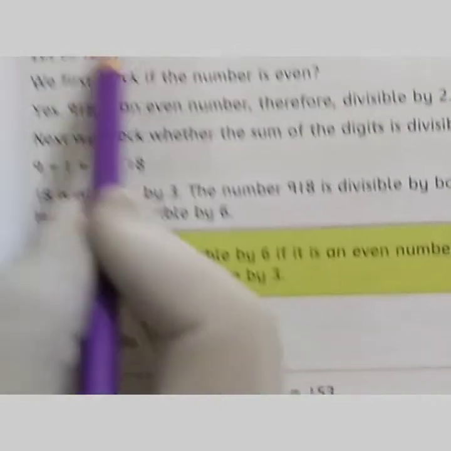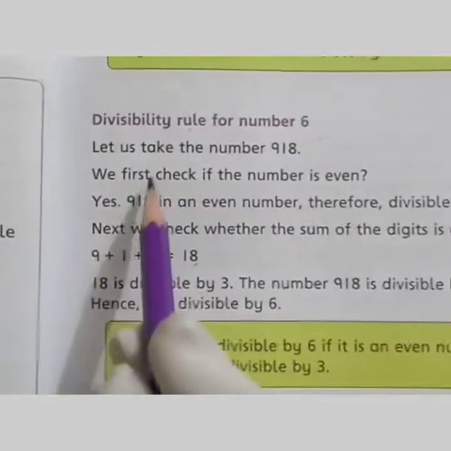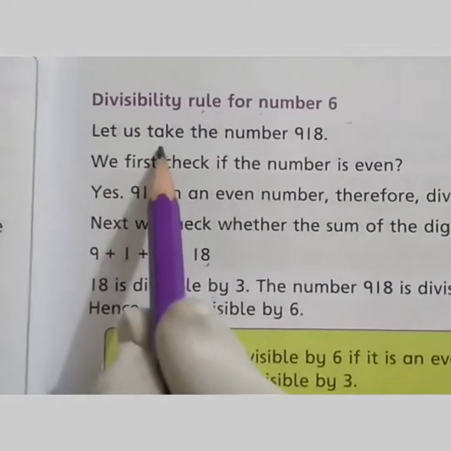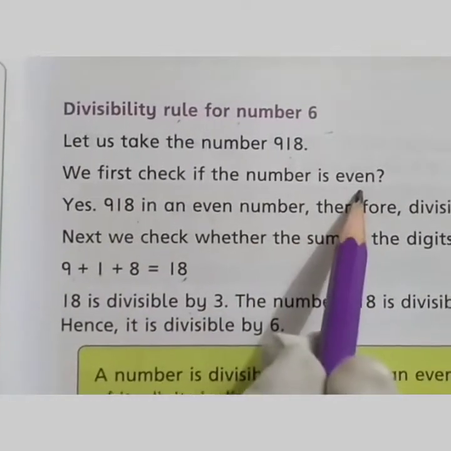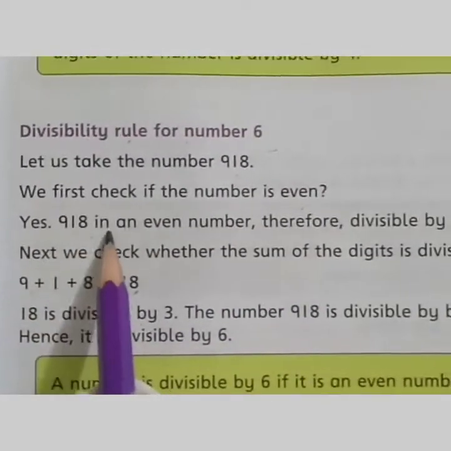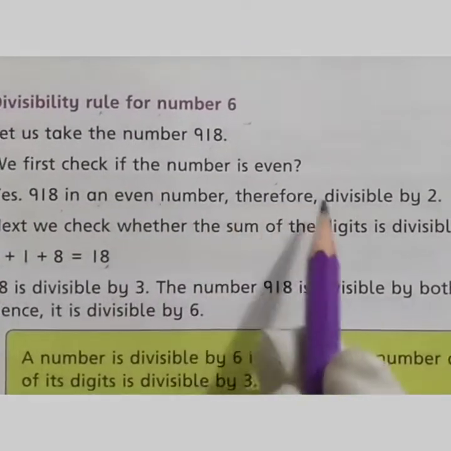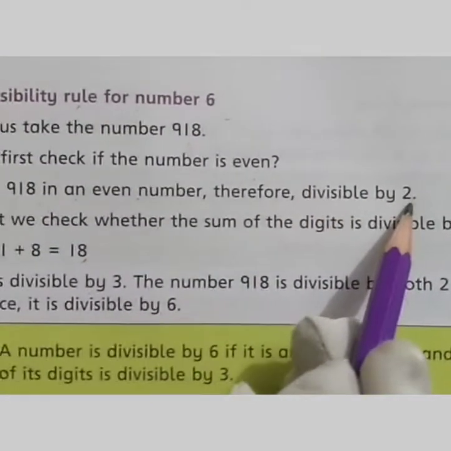Now, divisibility rule for number 6. Let us take the number 918. We first check if the number is even. Yes, 918 is an even number. Therefore, it is divisible by 2.